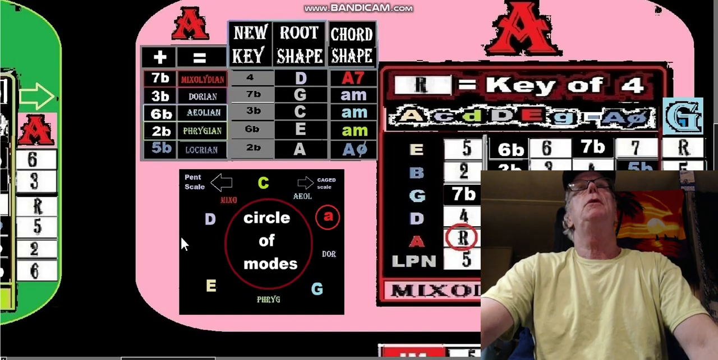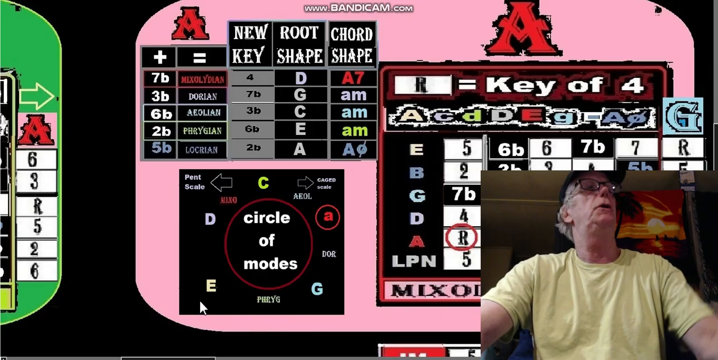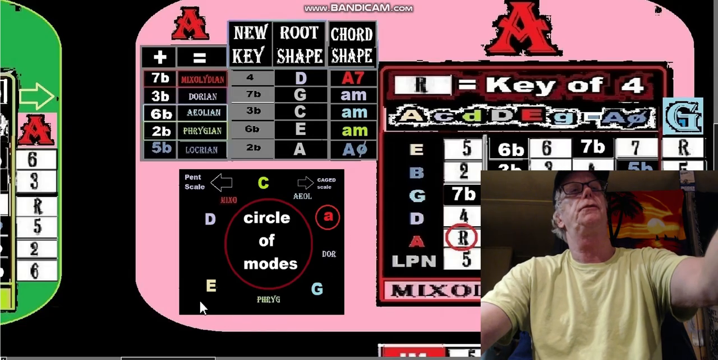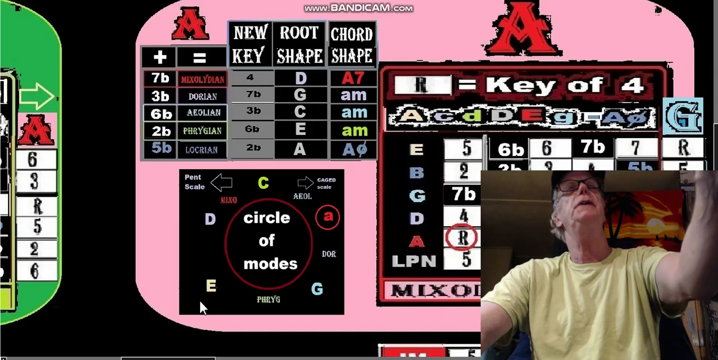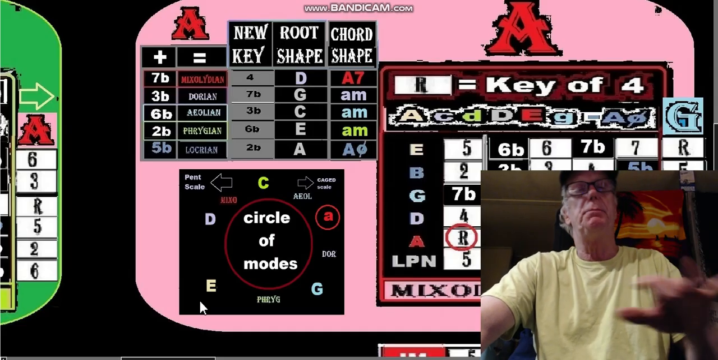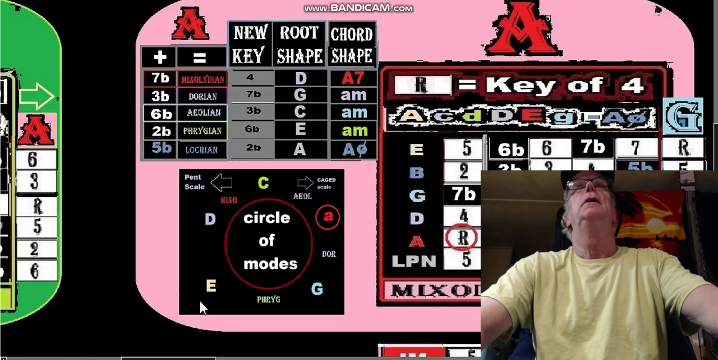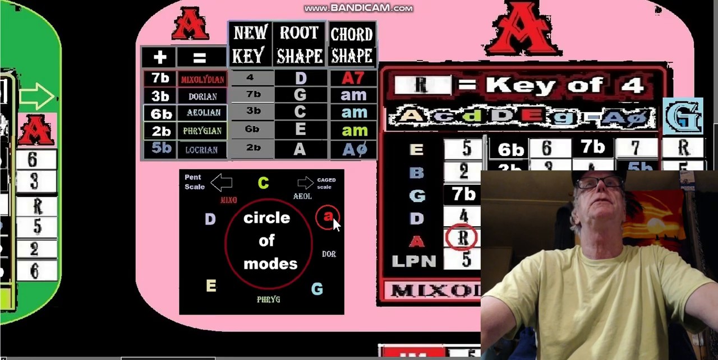The circle of modes is a new concept here. Again, this is not a circle of fifths. It's a circle of modes, 7 modes, with the minor and the major shape, and the major and the half diminished having the same essential shape but modified. Now you see an A minor here. You know it's modified from an A major shape.